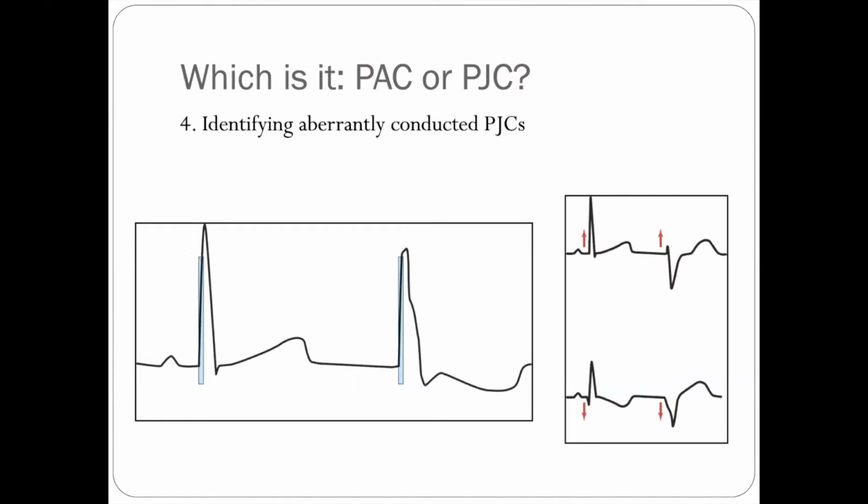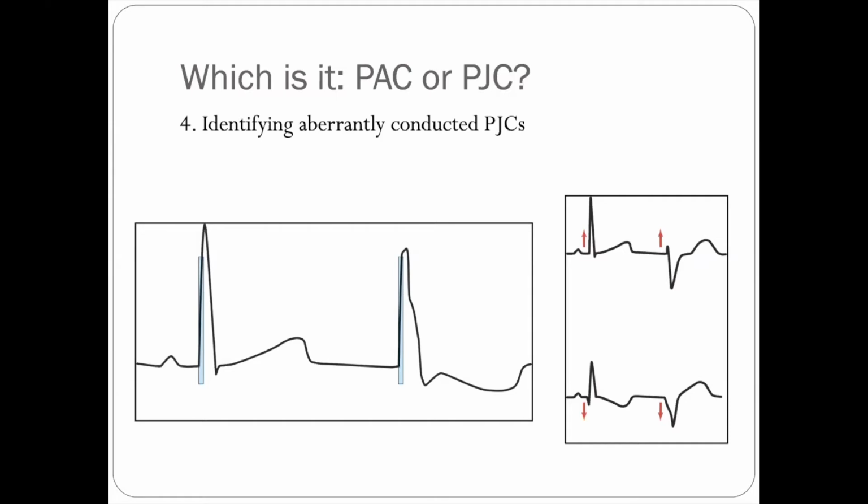Noting aberrantly conducted PJCs. Aberrantly conducted PJC means there is something that has blocked the signal after it has left the bundle of His, and it's starting to travel down the bundle branches. One of the bundle branches gets blocked for some reason, and the signal has to go cell to cell in the ventricles. This is going to cause the QRS complex to widen out. It's possible that that happens obviously through the entire rhythm, but it's also possible that it just happens on the PJC.